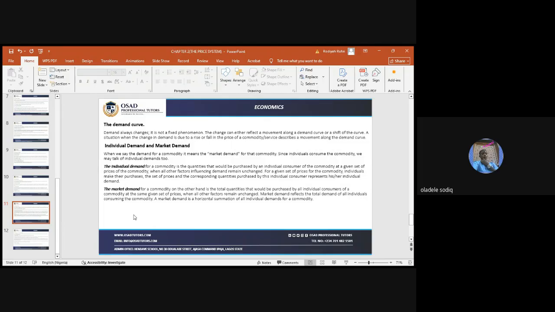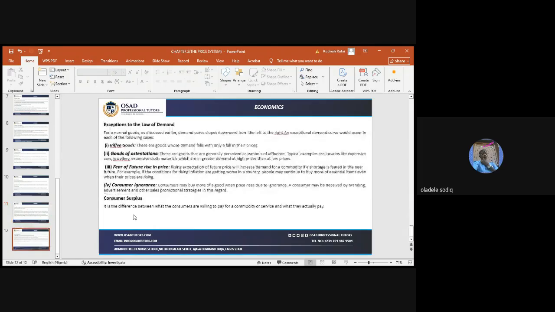But when we talk about market demand, it is talking about the total quantities that will be purchased by all consumers. Can we see now? Market demand is talking about the total demand, while individual demand is talking about maybe only Inechi. When we talk about market demand, I'm talking about the demand of Inechi, the demand of Clifford, and my own demand too. So that is the difference.